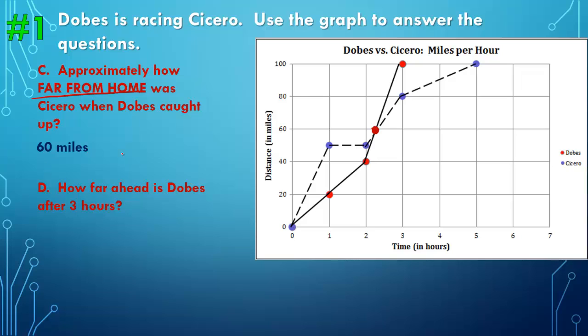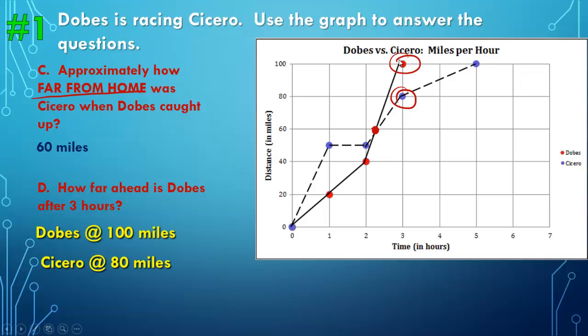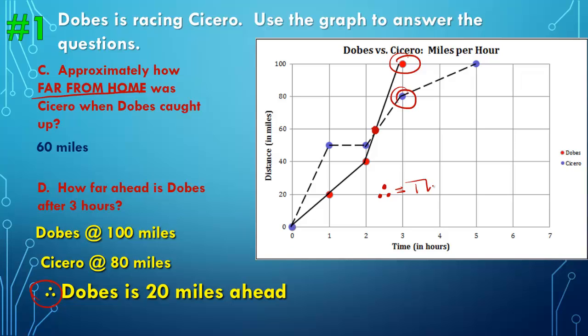And then how far ahead is Dobbs after 3 hours? So you go to 3 hours, and okay, here's Cicero at 80 and Dobbs at 100. So the difference is 20 miles ahead. Now notice this little thing here. Those 3 dots, whenever you see that, that means therefore. So you want to actually put that there. Say, okay, Dobbs is at 100 miles, Cicero is at 80 miles. Therefore, Dobbs is 20 miles ahead. So use that little symbol there when you're answering these questions.